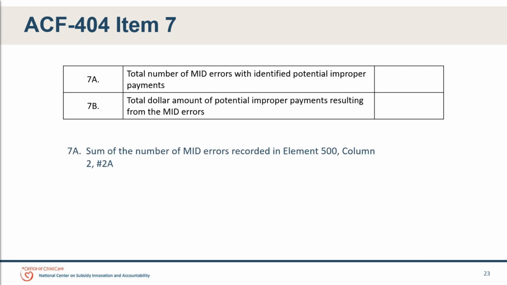This includes all MID potential improper payment errors, whether they were mitigated or not, and whether you did an additional inquiry or not. This can be found by summing the figures in your record review worksheets, element 500, column 2, item 2A. And this is where you record the number of errors. So you would just sum up all of those figures. We'll say that our example state had 13 of those.